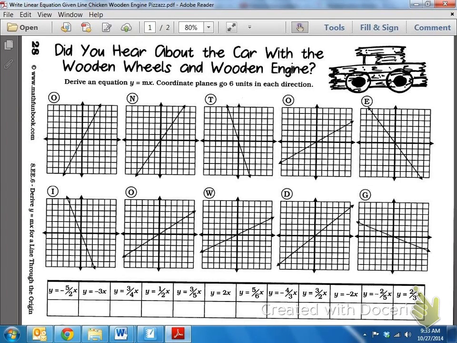Okay, so here's a few problems from today's worksheet that talks about how did you hear about the car with the wooden wheels and the wooden engine? So I guess we're going to find out what the joke is.